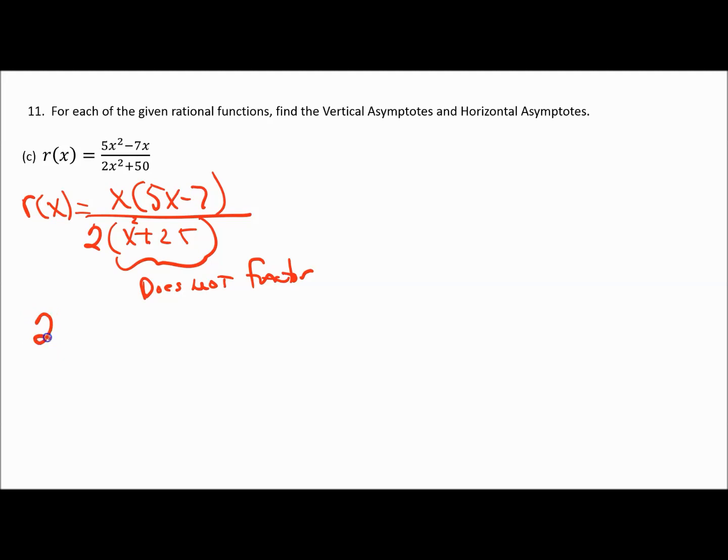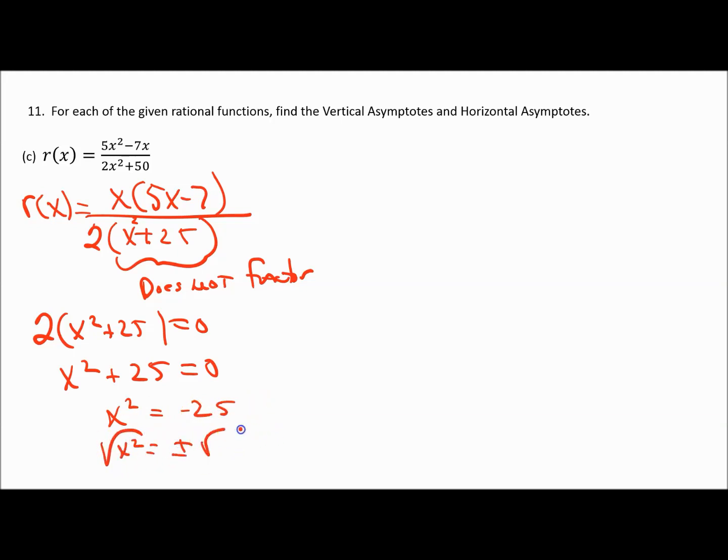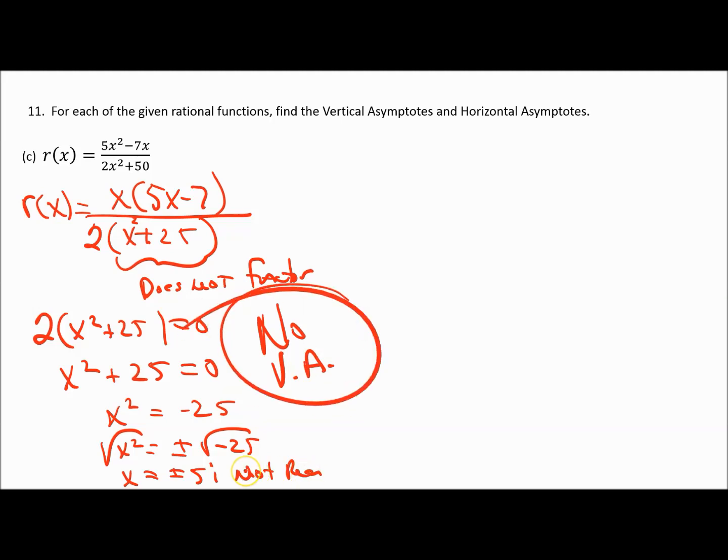So I set 2 times x squared plus 25 equal to 0 to find the vertical asymptote. So I divide both sides by 2, and the 2 simply disappears. Now I subtract the 25 over because it doesn't factor, so I'm going to have to do something different than I did on the last problem. I take the square root of both sides, don't forget the plus or minus, and I get plus or minus 5i. Well, that's not real, which means we have no vertical asymptotes. We can't have imaginary numbers for vertical asymptotes, therefore we don't have any.